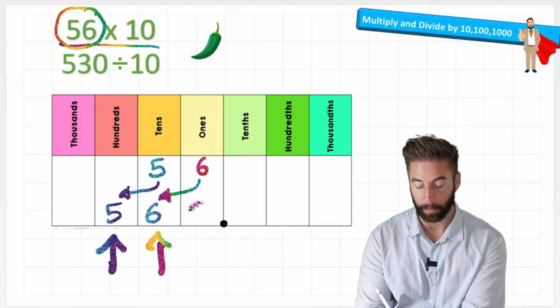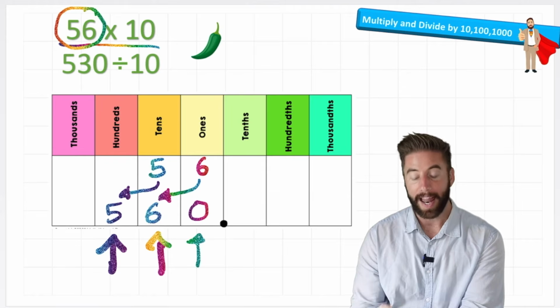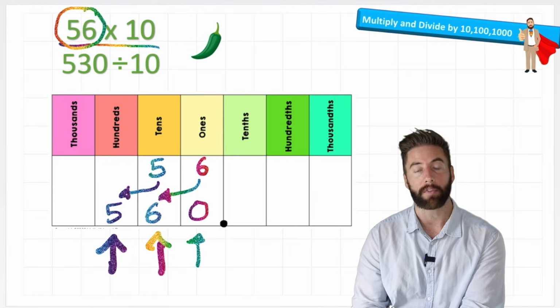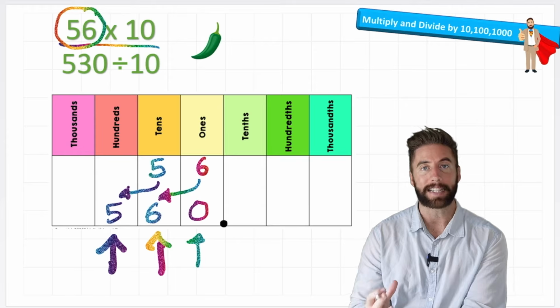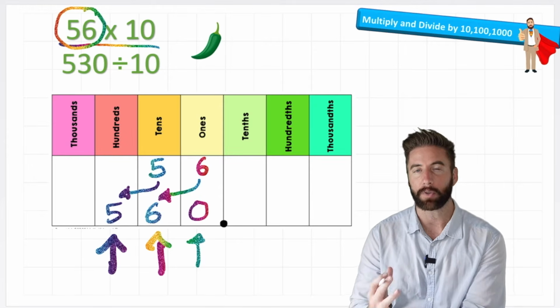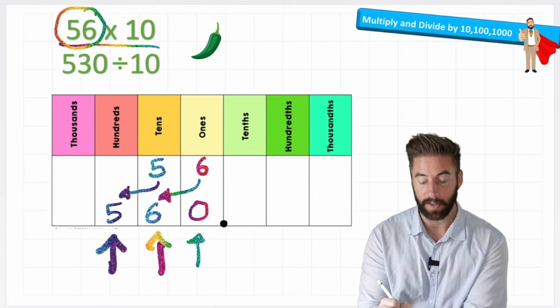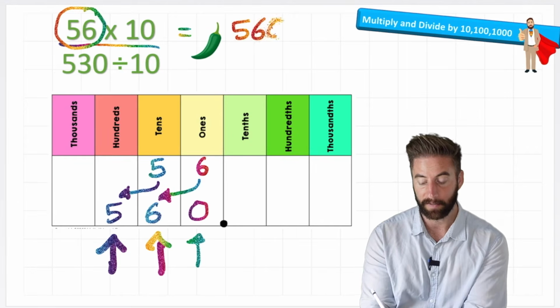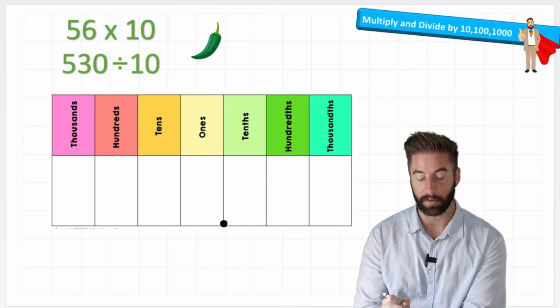I would have to fill it with what we call a placeholder or a 0. And now my answer says 560, and 560 is 10 times larger than 56. That's quite easy to see. So my answer to 56 times 10 is 560. Okay, let's see if this can help us with our division question.